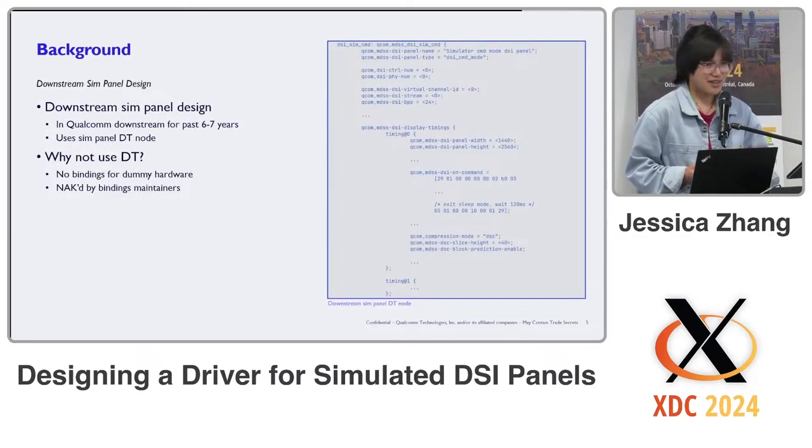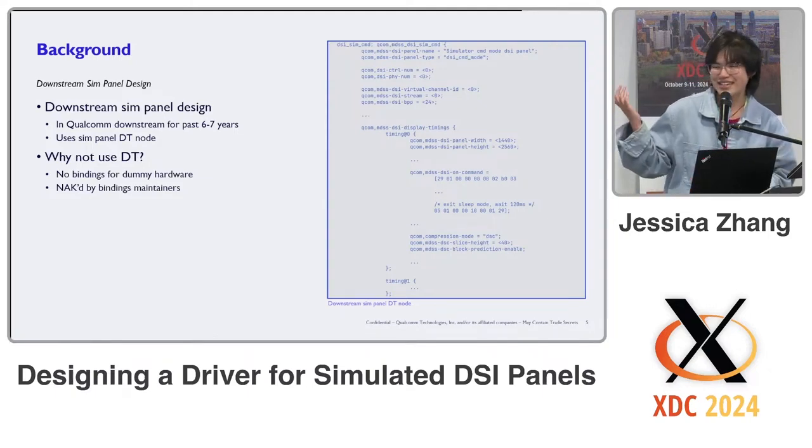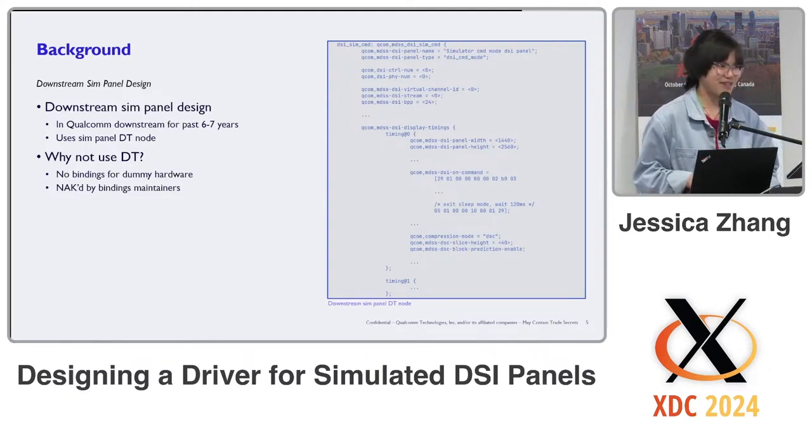And on top of that, the Qualcomm downstream has already been using simulated DSI panels to do validation for the past 6 or 7 years. On the right-hand side here, I have an example of a simulated panel DT node. Unfortunately, we can't just port this one-to-one into upstream, since the SimPanel doesn't have any hardware resources, so we can't add DT bindings for this. And in fact, that was knocked down when we asked the bindings maintainers about this.